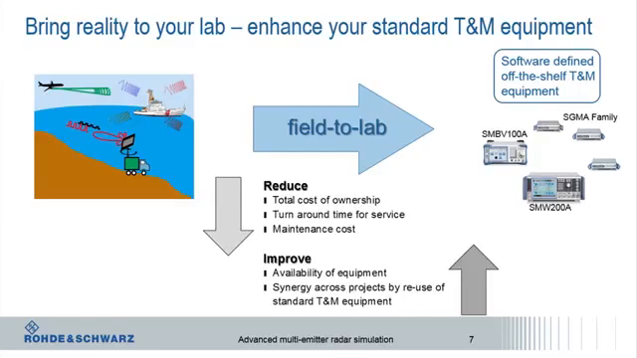This helps you to reduce total cost of ownership as you do not use special systems. Turnaround time for service is lower and also maintenance cost is lower. Using off-the-shelf T&M equipment helps you to bring up availability of your equipment. In addition, you have synergy across projects by reuse of standard T&M equipment in various projects.